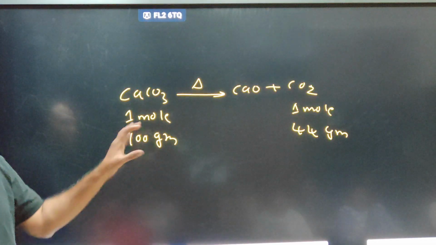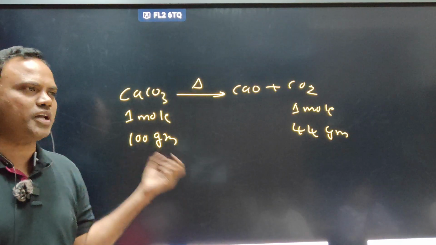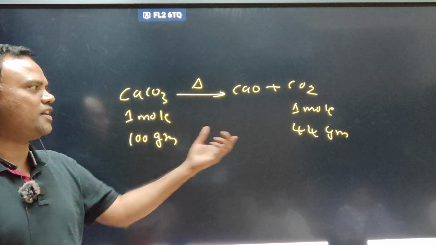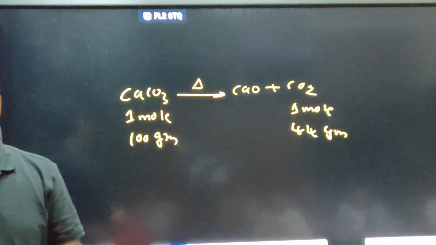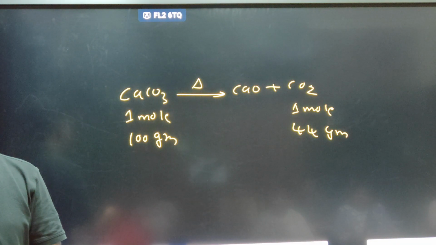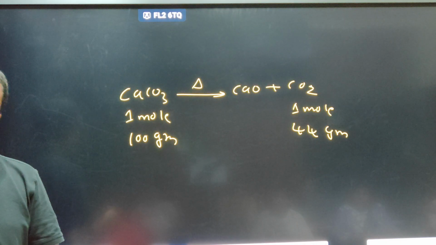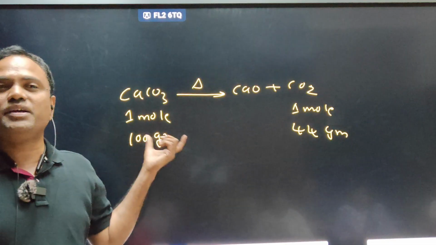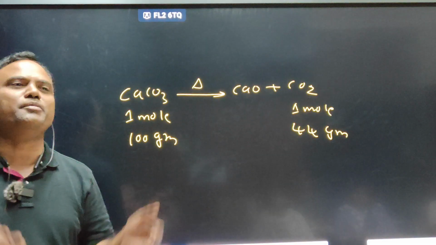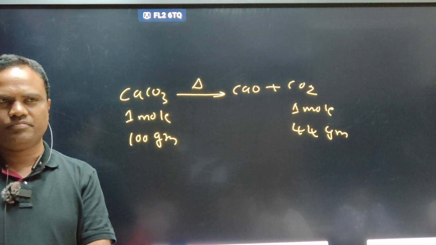Clear? But if you purchase 100 grams of limestone in the market, from the scientific traders, and combust that 100 grams, you won't get 44 grams. How much will you get, guess? Less than 44 or greater than 44? Less than. Why? Imagine, it may contain some impurities. They won't give pure CaCO3 for us. Some impurities will be present in it.